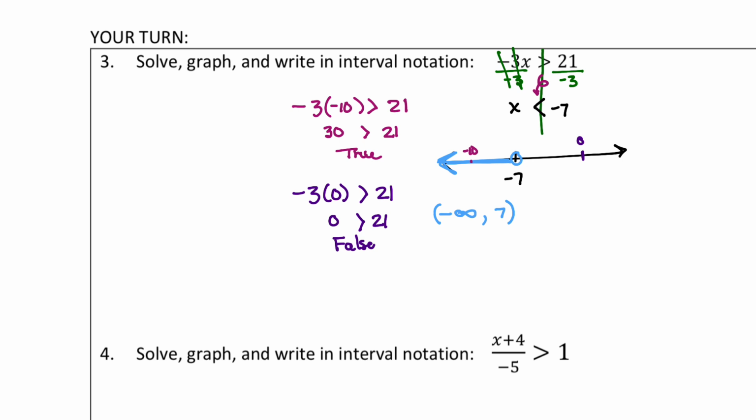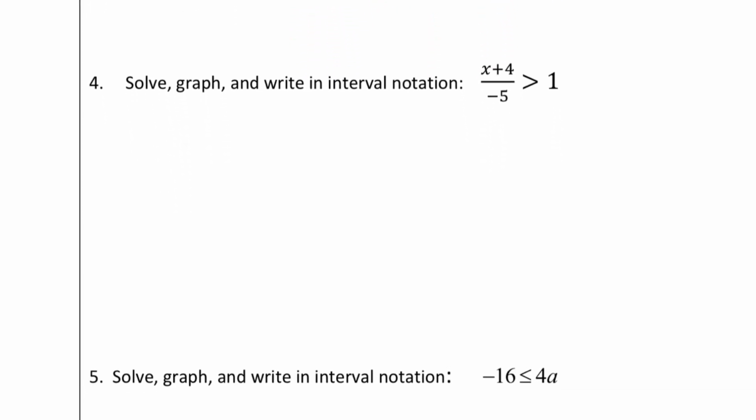Okay, let's do number 4. So here we go. All right, we're solving the inequality first. So there's the center. The left-hand side looks a little crazy, but I'm going to times both sides by negative 5 to get rid of the fractions.